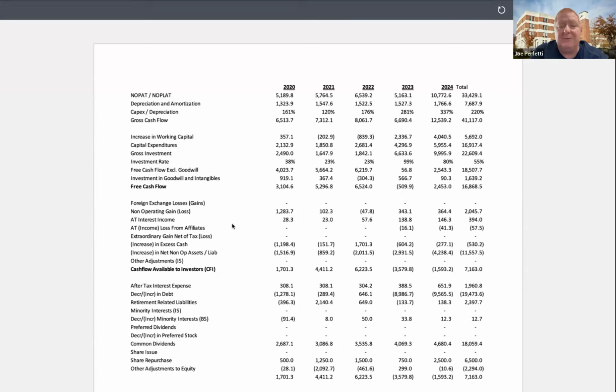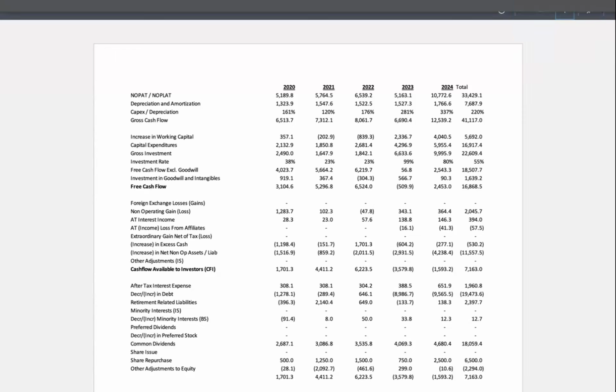So you're at the 16 billion free cash flow. Start talking about the non-operating cash flow. All right, next we're going to be talking about the non-operating gains. The non-operating gains have actually declined from 2020 to 2024. From what to what? You need to use the numbers. So from 2020 it was 1.28 billion, and in 2024 364 million.